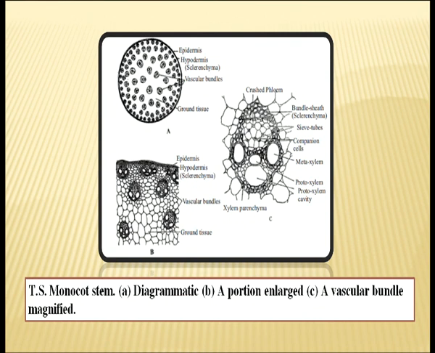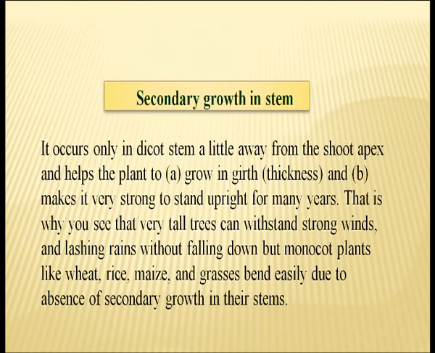And in diagram C, you see metaxylem, protoxylem and the Y-shaped arrangement of the xylem. Then there are companion cells and sieve tubes which represent phloem. Sieve tubes are a component of phloem tissue, and the bundle sheath is sclerenchymatous in nature. Now, you understand sclerenchymatous, I already told you.